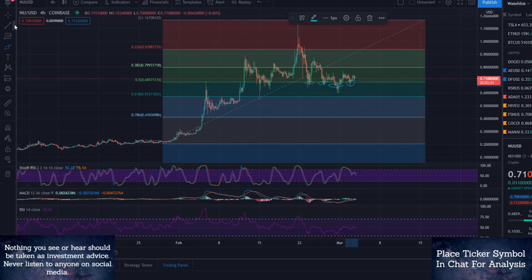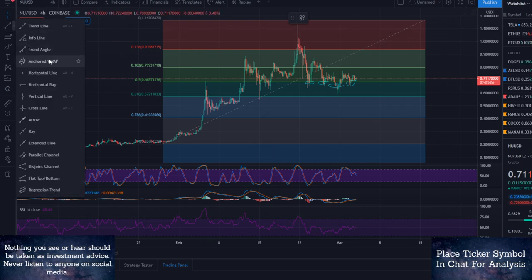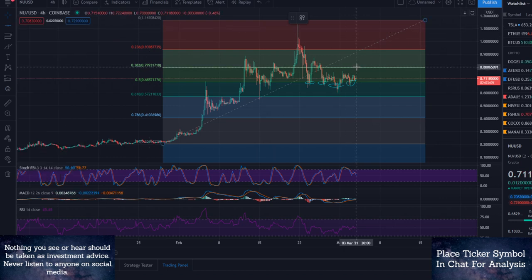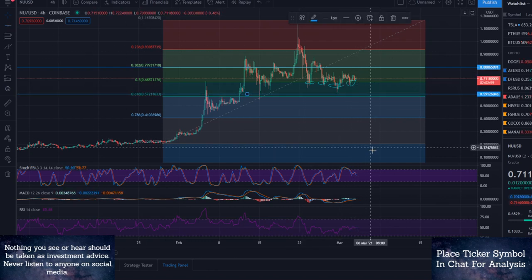What I'm going to do is watch 2 separate lines. I'm going to be looking for a break above 798. Hold on, this should be a horizontal line. Or I'm going to look for a break below this previous low here at 591.